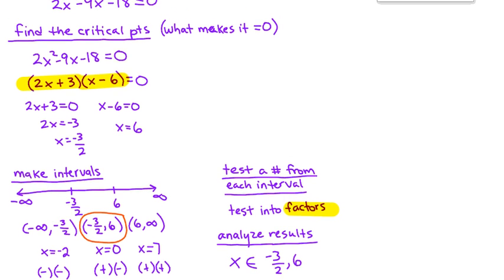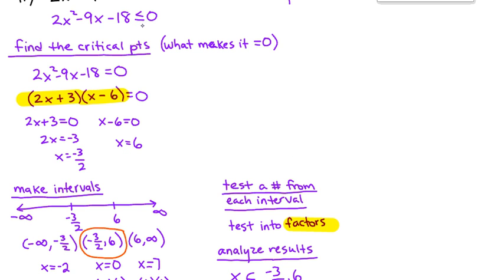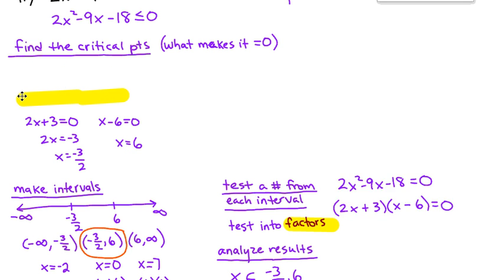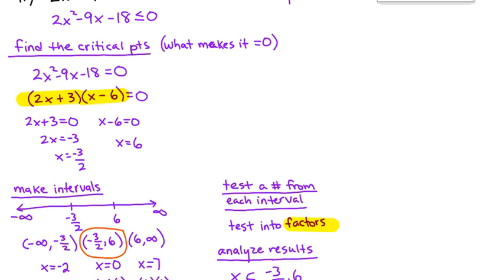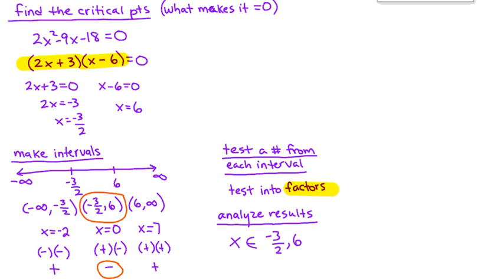Now, I could put parentheses around those, but keep in mind there's one other thing to consider. Looking back at the problem, it didn't just say less than 0, it said less than or equal to 0. So we need to include the endpoints, the critical points that made it equal to 0. So we are going to include the -3/2 and the 6. The way we show that is by making them square brackets instead of round. That means include endpoints. So there's our answer. That is in interval notation.